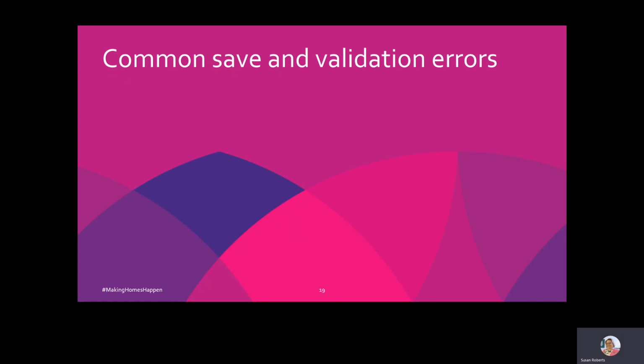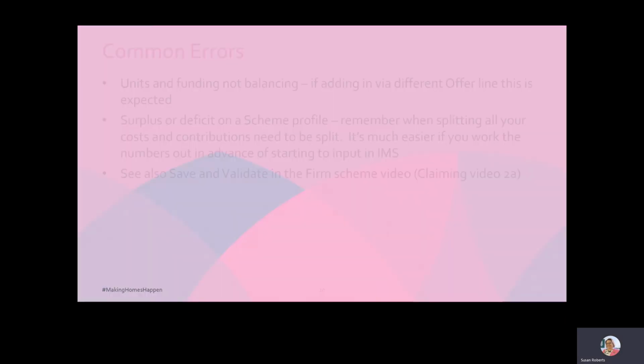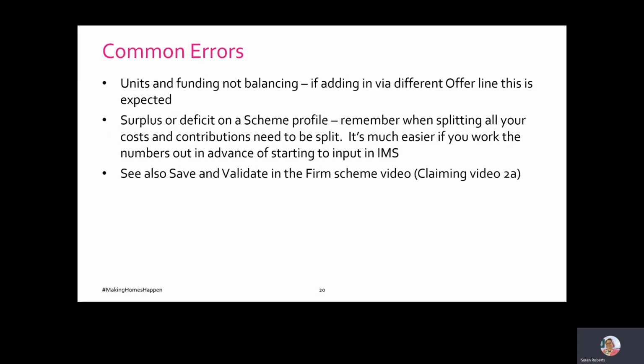So next, some common save and validation errors. The most common error when you're splitting is units and funding not balancing. And if you're adding in different offer lines, that's absolutely fine within the system. The other one is because you're playing about with all the funding and the costs, it's very easy to find that you've entered a figure incorrectly, just like I did on reducing the bulk line and ended up with a surplus or deficit.